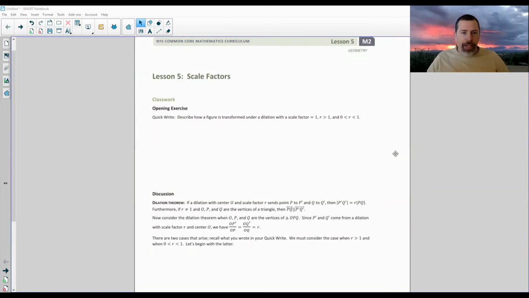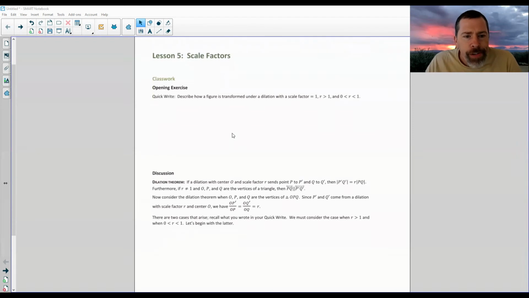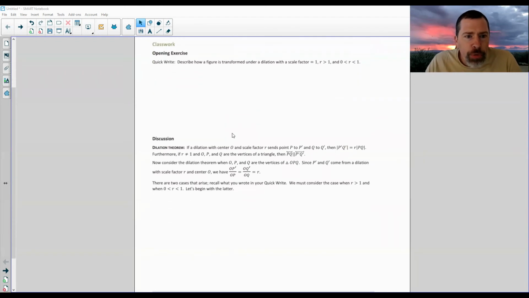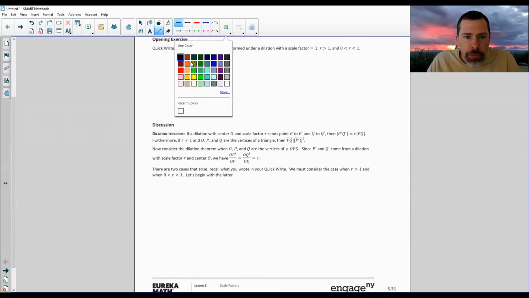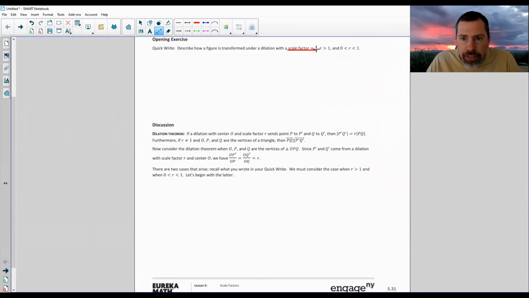Okay, this is lesson 5, scale factors. I think we're getting away from doing all these constructions and this should go a little bit quicker now. Let's see, classwork opening exercise, quick write: describe how a figure is transformed under a dilation with a scale factor equal to 1. So the first thing we're going to do is explain that. What happens if we have a scale factor that's equal to 1?